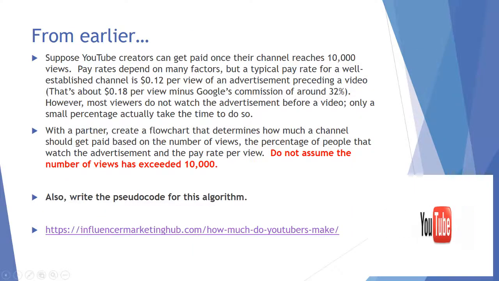Okay, let's go back to this earlier example now about the pay that you would have from a YouTube channel. And let's reconsider this. Earlier we assumed that the number of views had exceeded 10,000. But let's adapt what we did earlier and take into account the fact that maybe the number of views hasn't exceeded 10,000. How is that going to change our flowchart? And then we'll write the pseudocode for this.